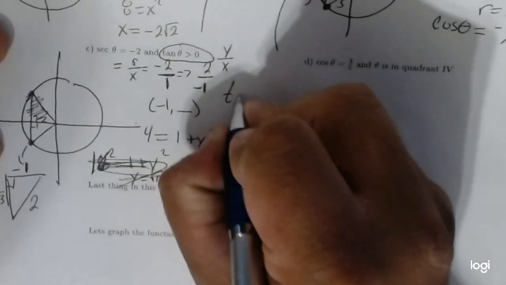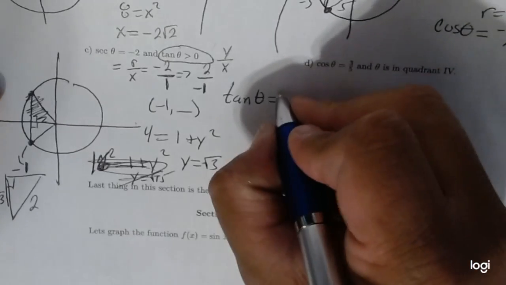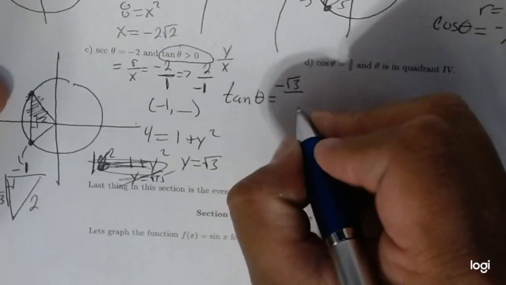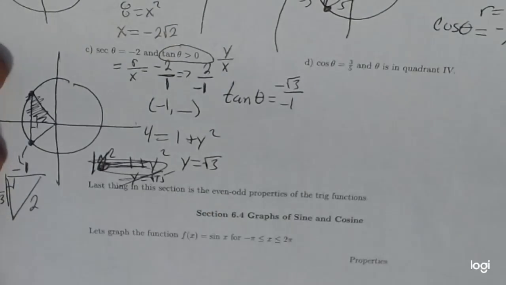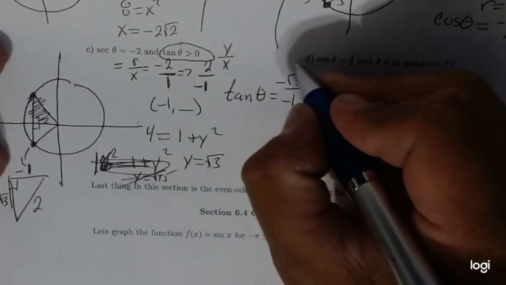So I'll give you guys a quick one, right? Tangent of theta. Well, tangent is y over x, so y is negative radical 3 divided by negative 1, or just positive radical 3. Okay. And then from there, you just do the other 4, right? So the last one, D.